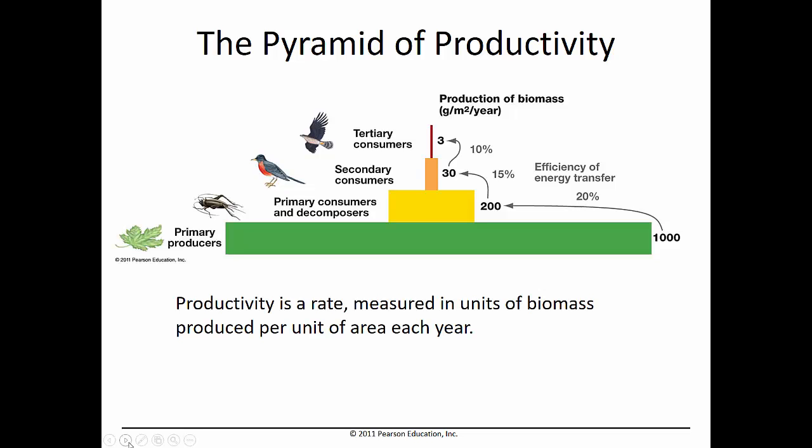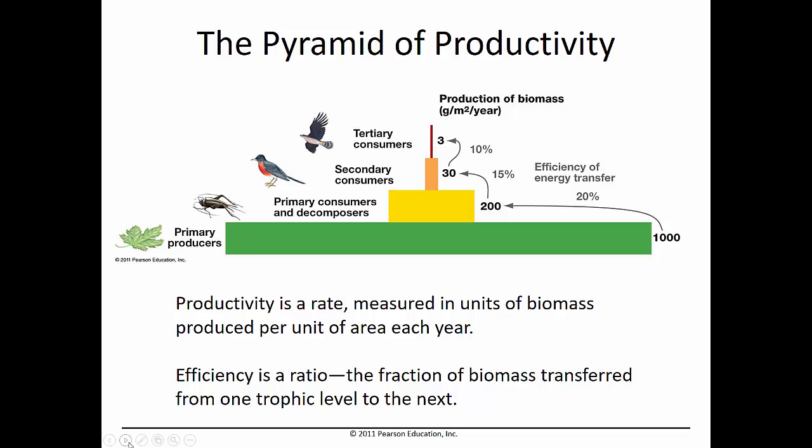We can measure the productivity at any particular trophic level. It's measured in the amount of biomass, or the weight of organisms, produced at a particular trophic level per unit of area each year. So we could calculate the productivity of plants in an acre of tropical rainforest. We can also measure a concept called efficiency. It's a ratio that describes the fraction of biomass that is transferred from one trophic level up to the next.